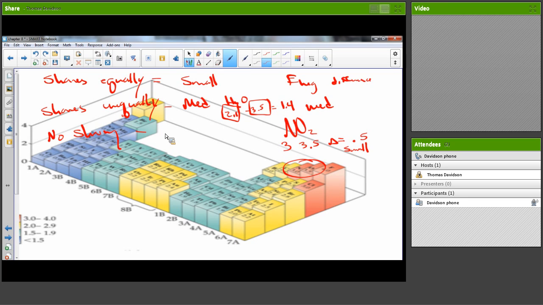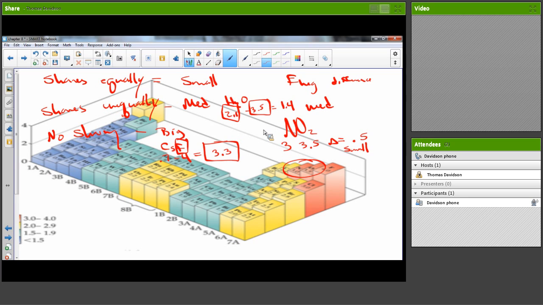Now, no sharing is when we have a big difference. So if I had like cesium fluoride, I'd have 4 minus 0.7, and that's equal to 3.3. That is a very large difference. In fact, that difference is large enough that fluorine can completely remove the electron from cesium. And if it's removing it, is it sharing it? No, it's solid. But it's fine. Cesium didn't want it anyway.